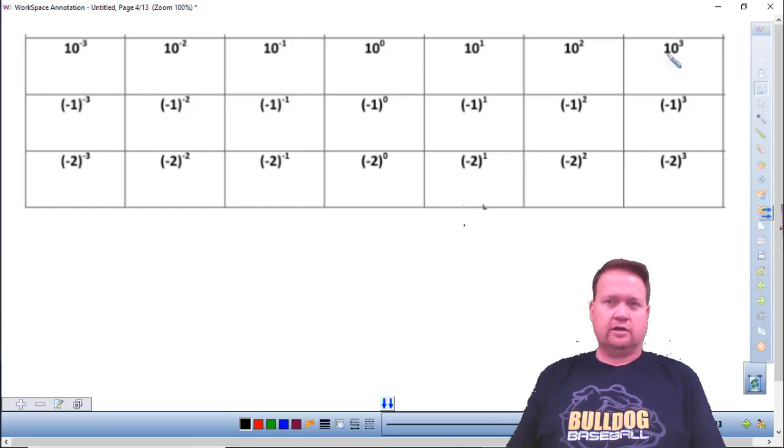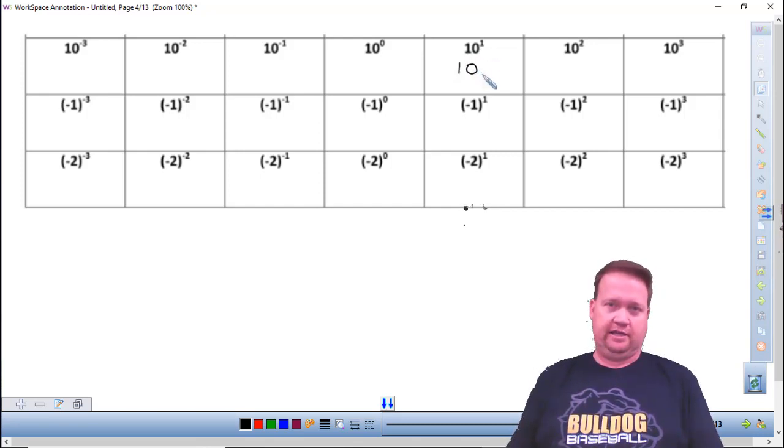Anytime you have a power with a base of 10, 10 is really pretty easy to manage because the exponent tells you how many zeros you're going to have after the 1. So 10 to the first is a 1 with 1 zero. It's just 10, just like before. We get the same number. 10 to the second power is 10 times 10. Most of you know that to be 100.